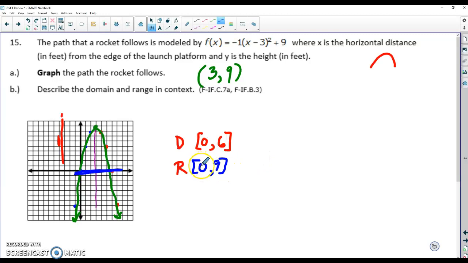So what does this mean? It means the height of the rocket starts at 0, which means it's on the ground. And then the maximum height that it reaches is 9. So the highest it goes is 9 feet, I believe.